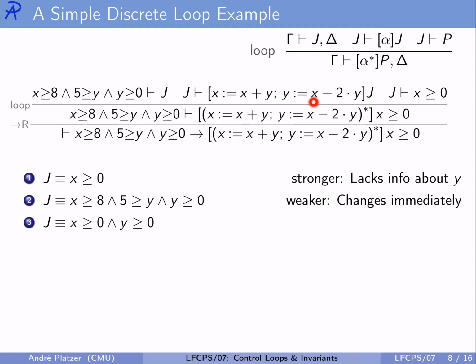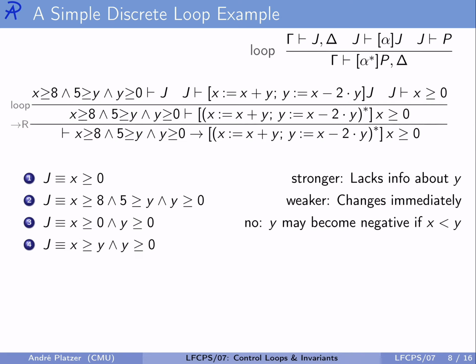No, we don't, right? Because we're taking x and subtracting 2 times y. That could become negative even if it wasn't. In other words, this loop invariant is also not sufficient for the proof. Apparently, the value of x has to remain large enough to survive the subtraction of 2 times y.